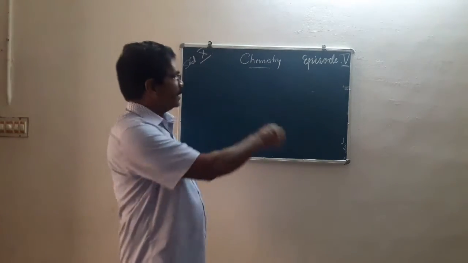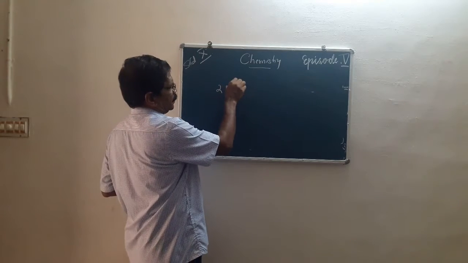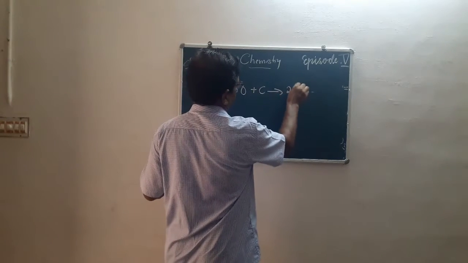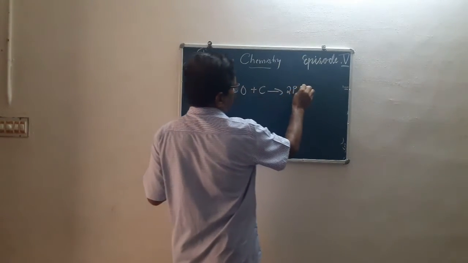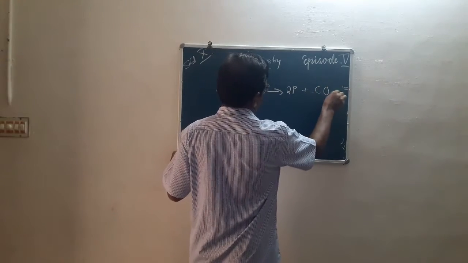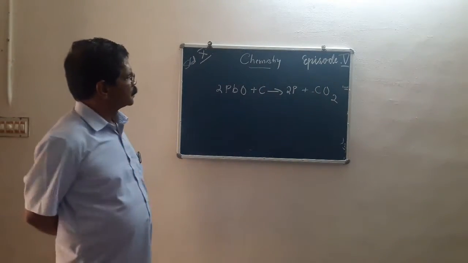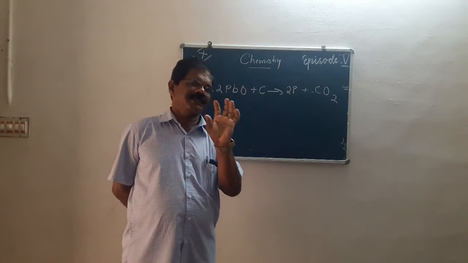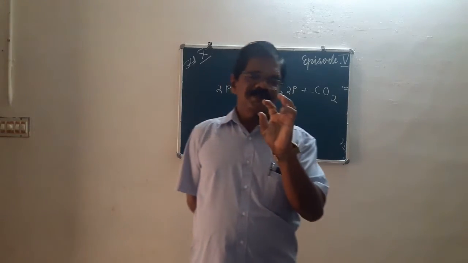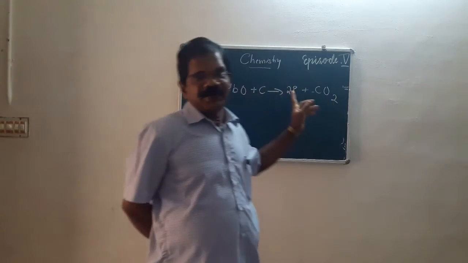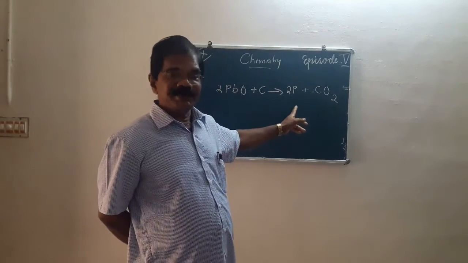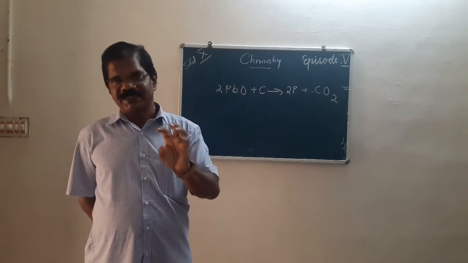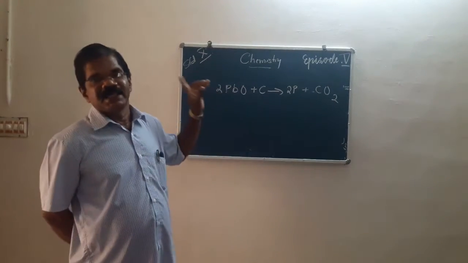What happens? We write a chemical reaction: 2PbO plus C gives 2Pb plus CO2. First you have to note down that in a chemical reaction some changes take place. A chemical equation represents a chemical reaction. Then what we have studied in this chapter, we can apply to every equation.